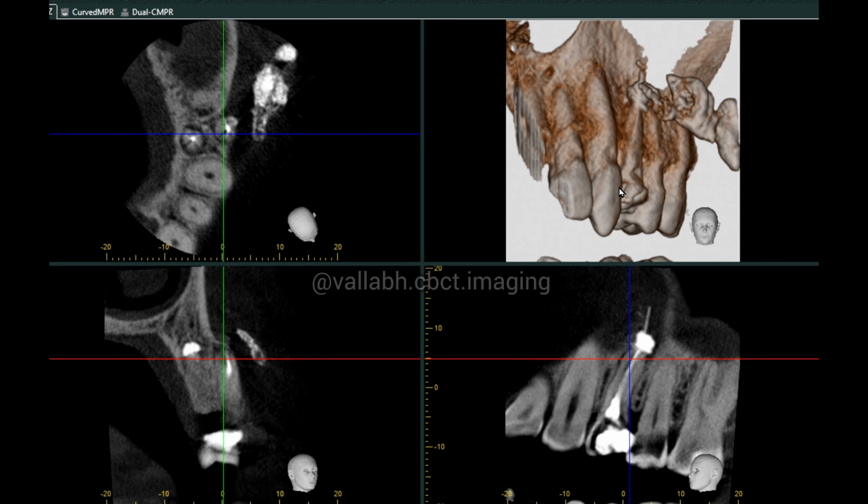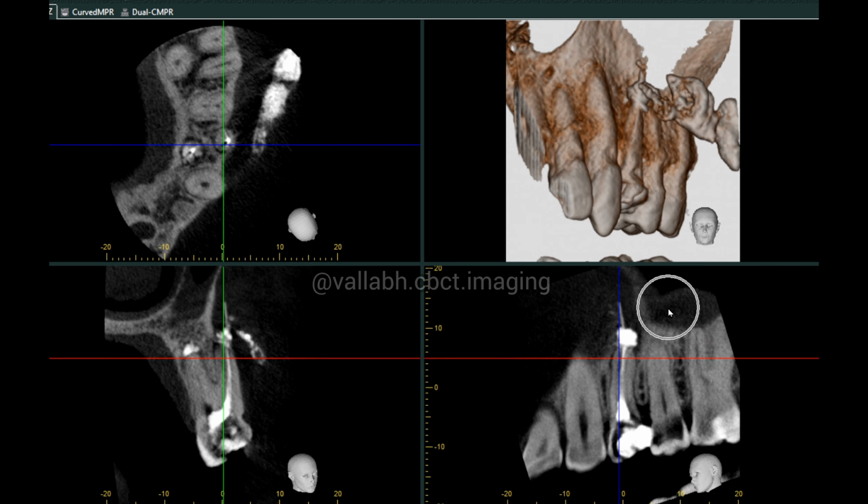So why does this apical extrusion happen? Apical extrusion of gutta percha happens because of incorrect working length, like if one is not able to find the accurate working length, or they rely only on 2D radiographs where the apical anatomy may be distorted, or if the apical foramen is wide, or you can say it has an open apex. So these are the most common causes.